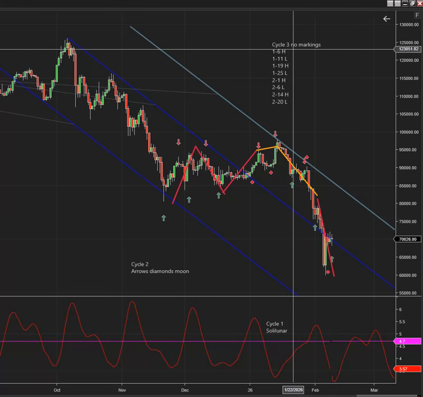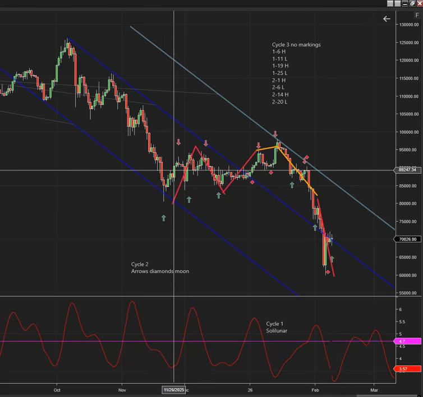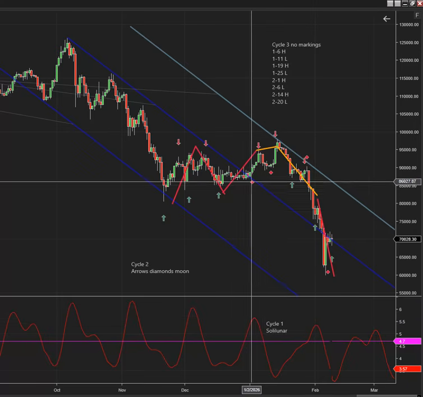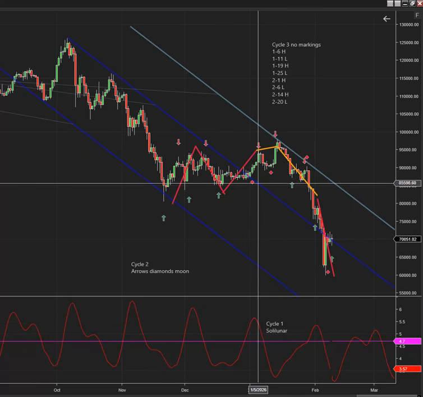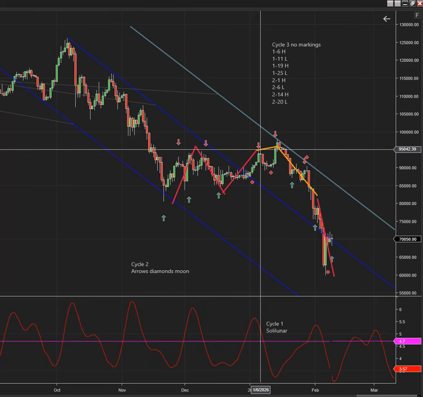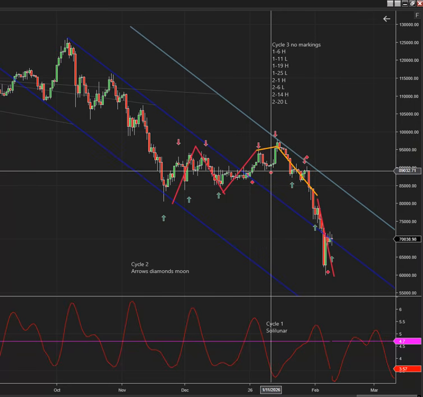Let me go back and take a look at cycle 3. The cycle 3, I started marking that out here on 1/6. 1/6 was this high right here. Actually, the high was the 5th. The cycle came in on the 6th, one day after. The 11th was a low right there.